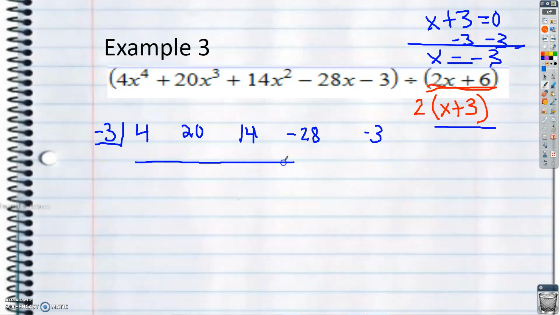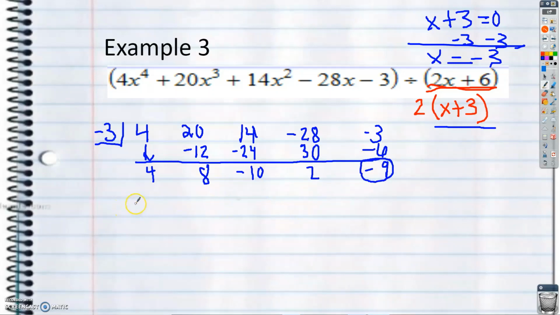So now I'm going to do the same thing. I'm going to bring down this 4. -3 times 4 is -12. 20 minus 12 is 8. 8 times -3 is -24. 14 minus 24 is -10. -10 times -3 is 30. -28 plus 30 is 2. 2 times -3 is -6. And so my remainder is -9.